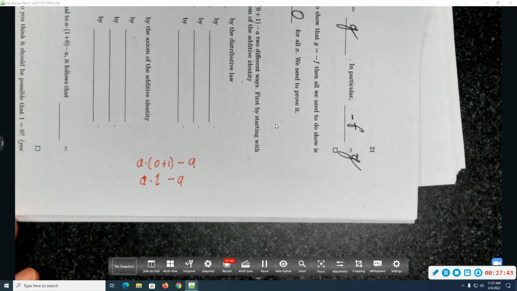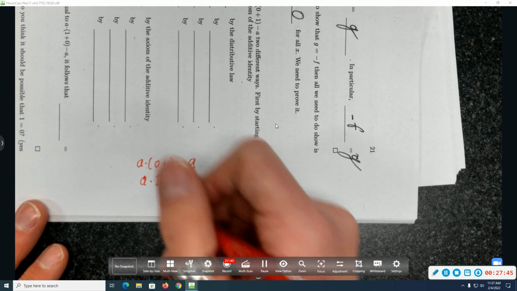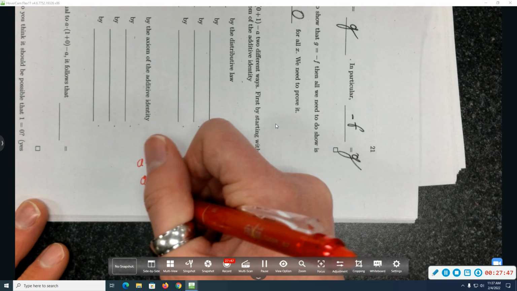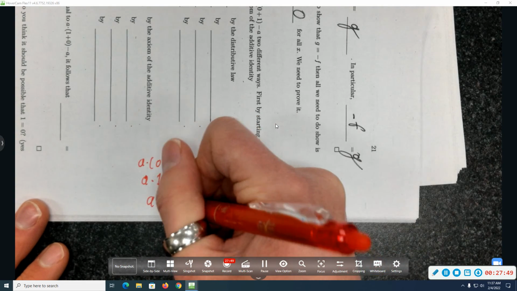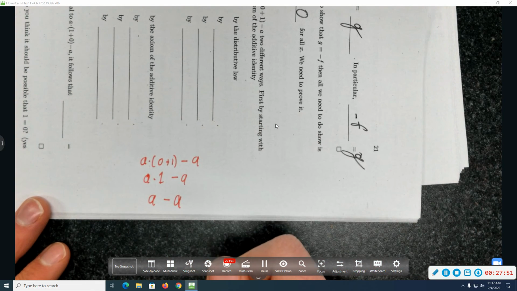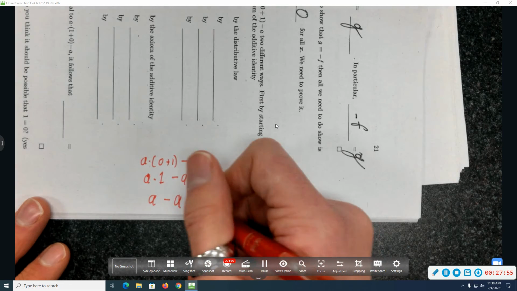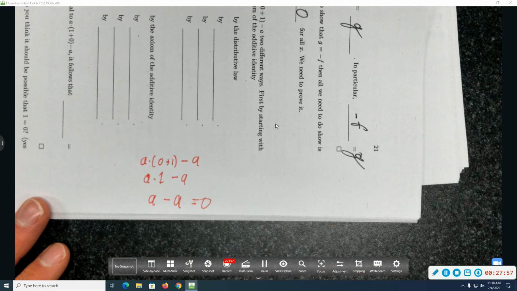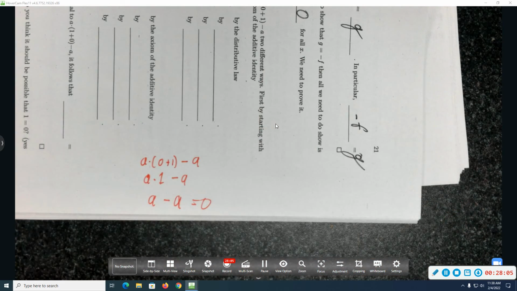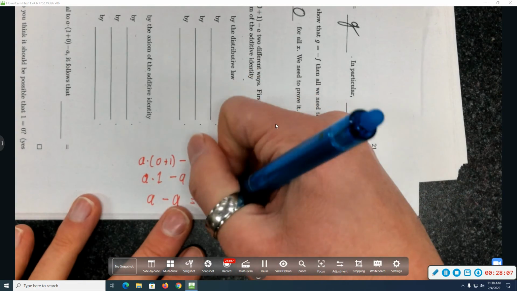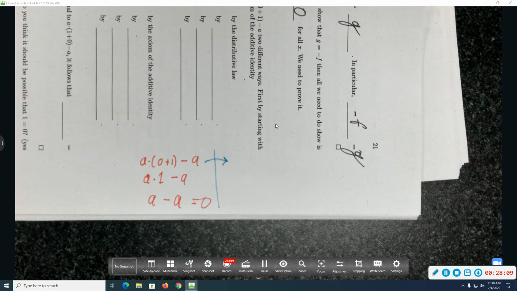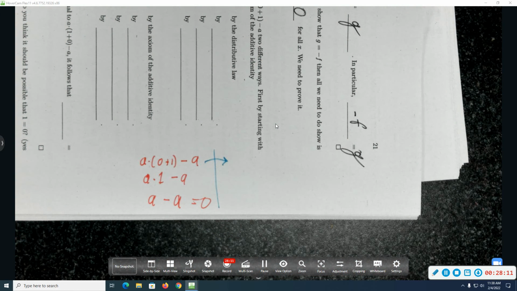Yeah. I'd apply the multiplicative identity of a times 1 equals a. Cool. And what's a minus a? 0. So I better be able to evaluate this in a different way in order to get a times 0. And so, yeah, let's try to evaluate this in another way. So what's another first step you could do to that initial expression?